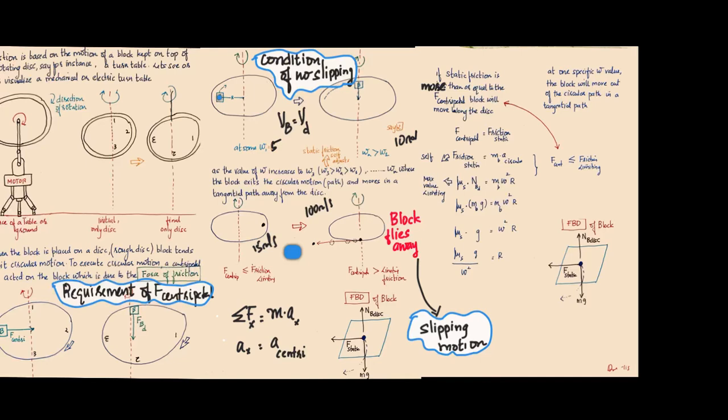So we discussed the solution to this question in a very brief way, wherein we tried to understand the requirement for centripetal force, the condition of no slipping, and then slipping motion. And we also used the laws of motion to solve the equation, right? Now let us try to understand this process in detail.